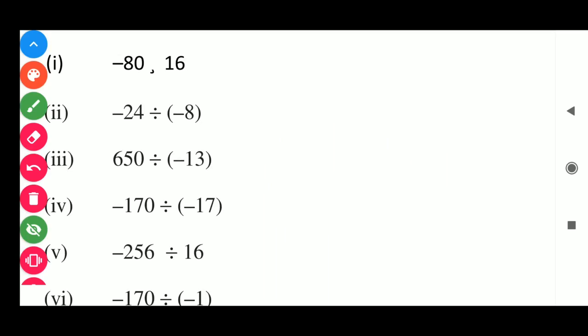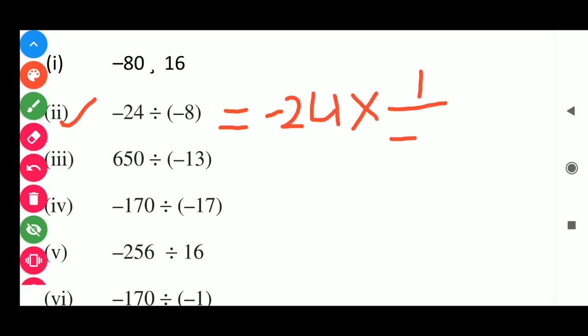Now come to the second question. This second question is equal to minus 24 divided by, converted into multiplication, 1 upon 8 with a minus sign. Minus cancels minus, and 8 threes are 24. So our answer is 3.